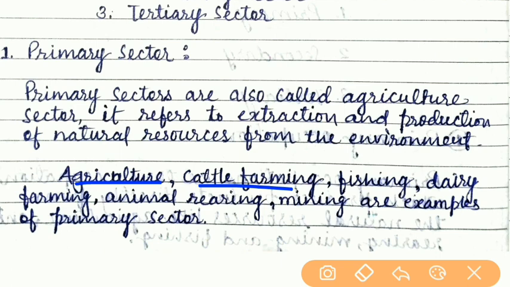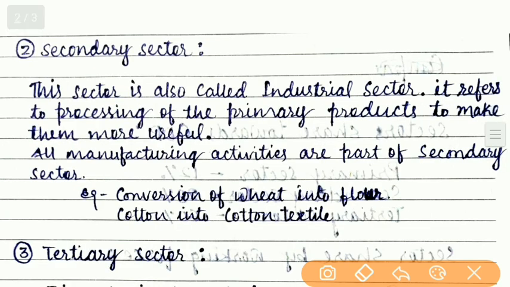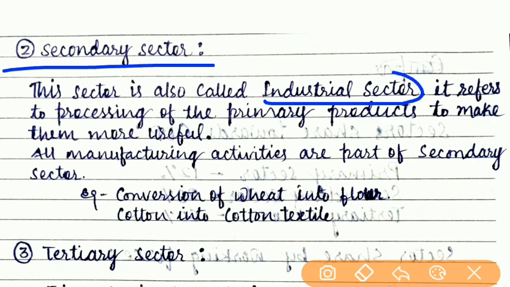Agriculture, cattle farming, fishing, dairy farming, animal rearing, and mining are examples of primary sector. Now let us discuss the secondary sector. This sector is also called industrial sector. It refers to processing of the primary products to make them more useful. All manufacturing activities are part of secondary sector. Secondary sector involves the conversion of raw materials into usable goods.